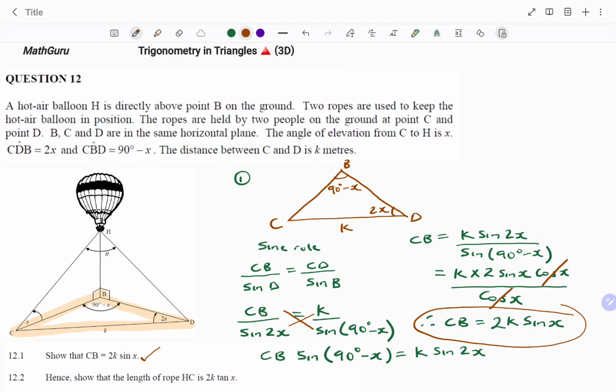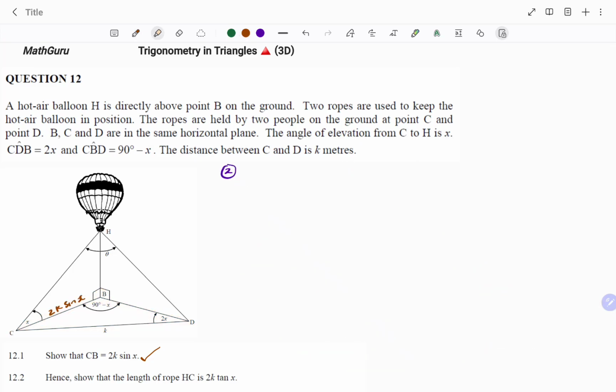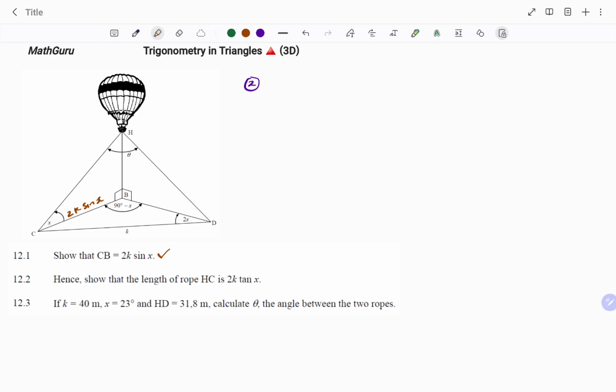Let's look at the second question. The second part of the question states that we are to show that the length of rope HC is 2k tan x. So the triangle I'm going to use in this case will be the triangle BCH as shown, and I'm going to draw a quick sketch.